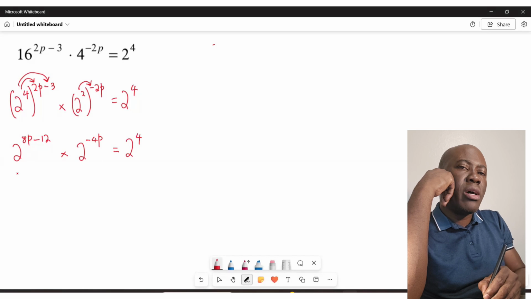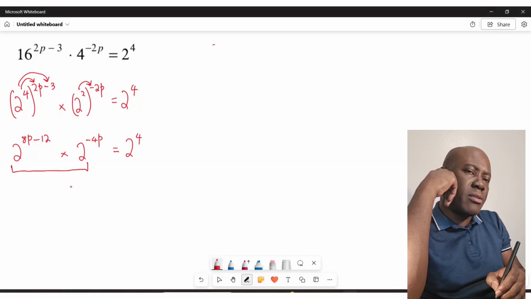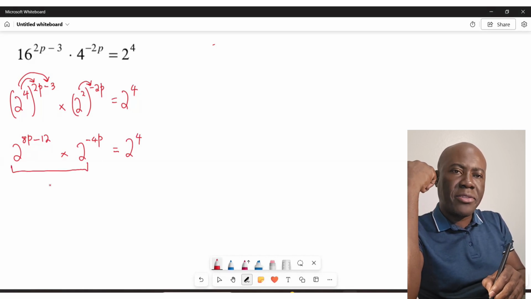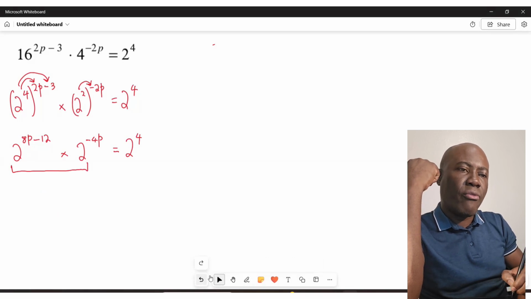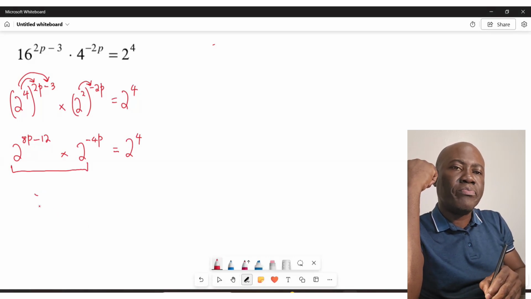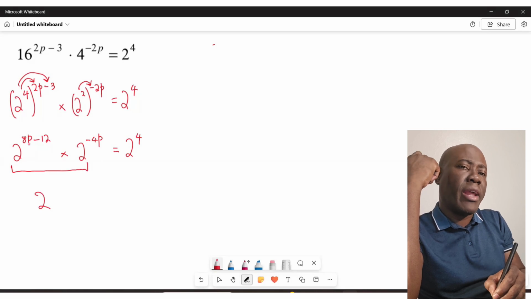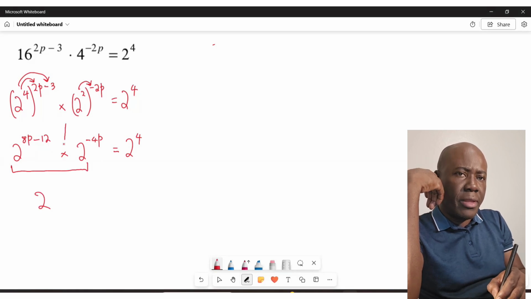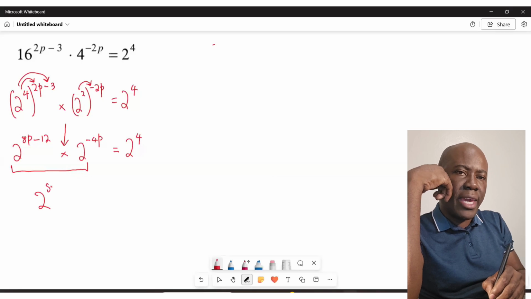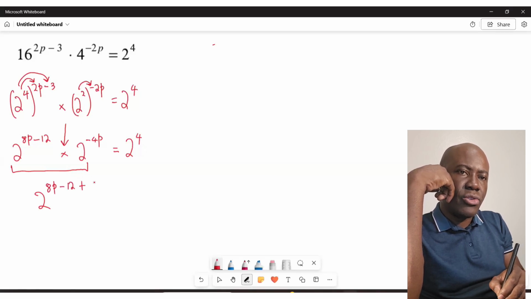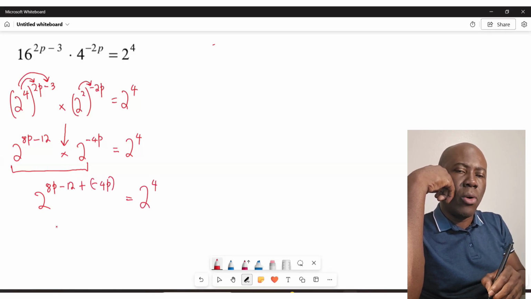Again, we want to condense this, right? Because it's the same base, we could refer to everything in a base of 2, but while referring to everything in a base of 2, we're going to have to take note that because we're multiplying the same base, we're going to have to add the exponent. So 8p minus 12 will be added to negative 4p. And as you could see, this is equal to 2 raised to the 4th power.